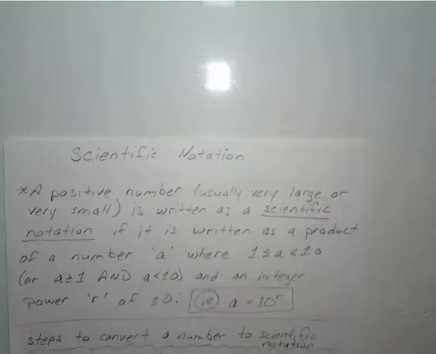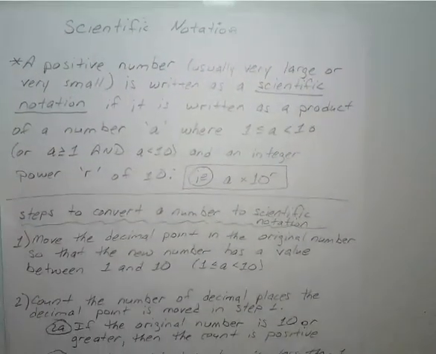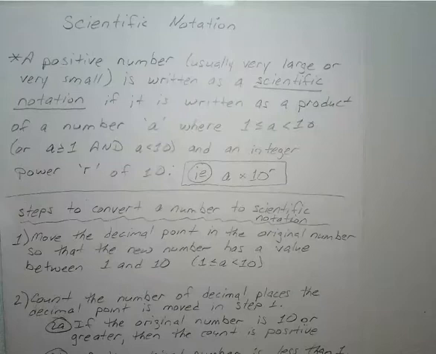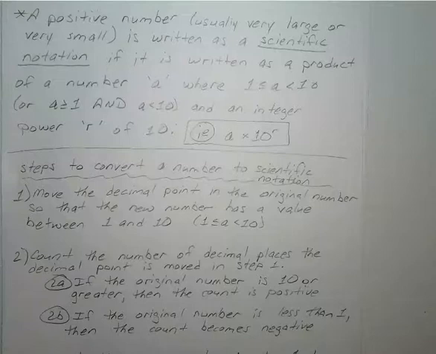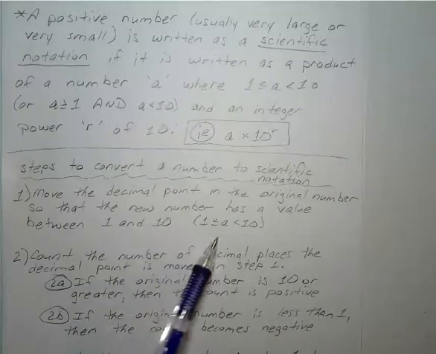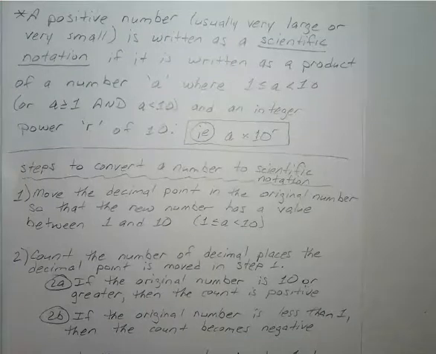Okay, so now we're going to look at the steps to convert a number to scientific notation. Your first step is you're going to move your decimal point in the original number so that the new number has a value between 1 and 10. Remember, it can't equal 10, but it does have to be less than 10. Your second step is you want to count the number of decimal places the decimal point moved in step 1. Where they move to the right or to the left doesn't matter. You want to count the number of spaces.